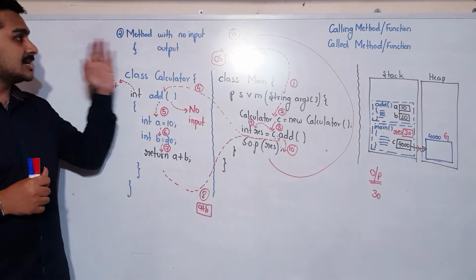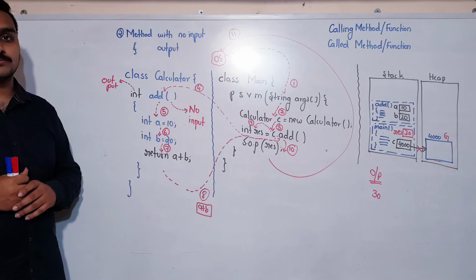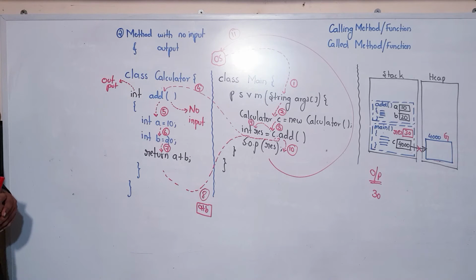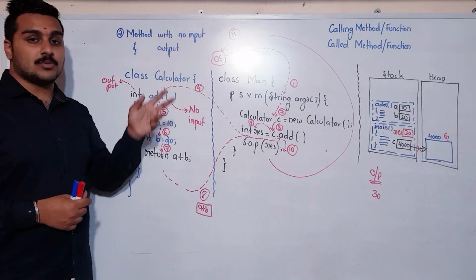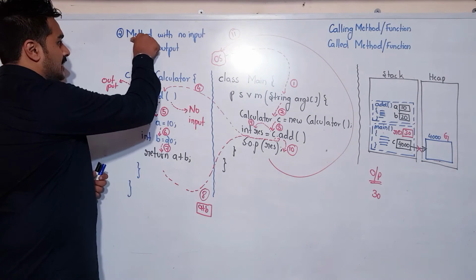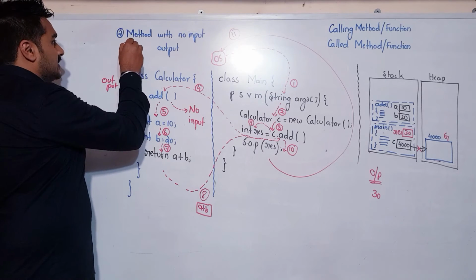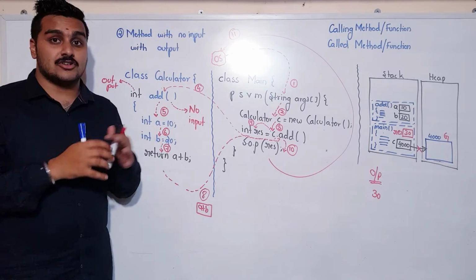Please copy this second type of method with no input and output. Copy. Normally people will think no input and output means no input also, no output also. So no input, you can tell it as instead of and, you can tell it as with output. Some of them might have this confusion. Please copy.